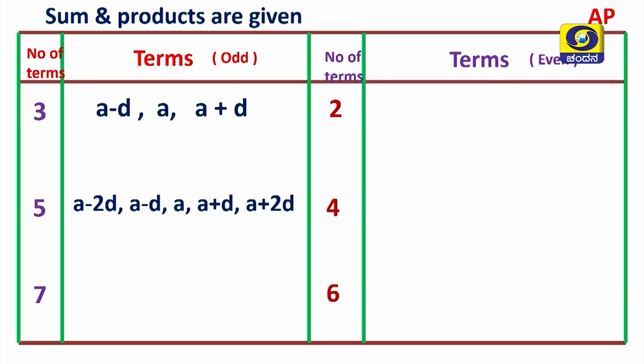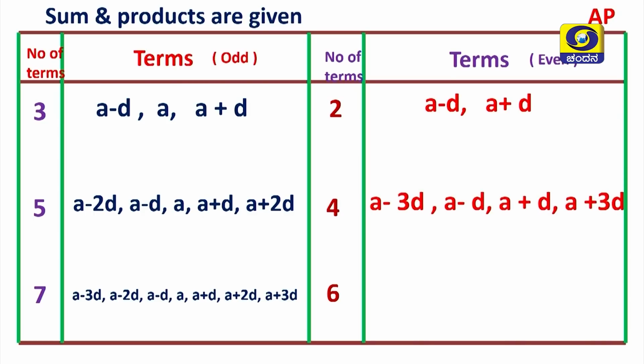Similarly, for 7 terms you can write down a, a plus d, a plus 2d, a plus 3d, and backwards a minus d, a minus 2d, a minus 3d. Okay, this is just to give you an idea. So, if you have an odd number of terms, the common difference is d, correct? Now, if you come to 4 terms in AP, a minus 3d, a minus d, a plus d, a plus 3d. This is the way you have to write, and see the difference. The difference is 2d, correct?